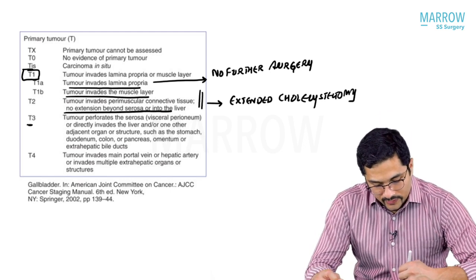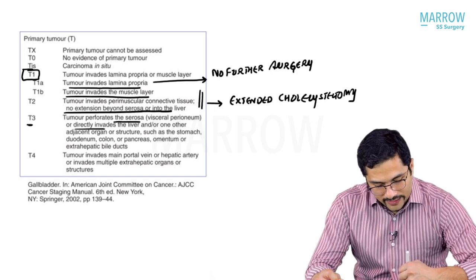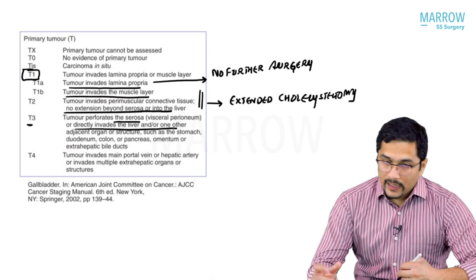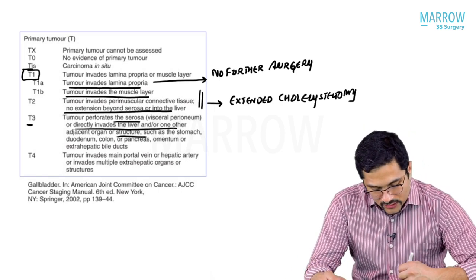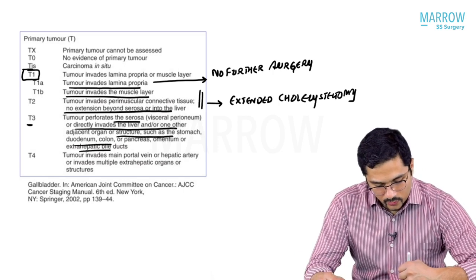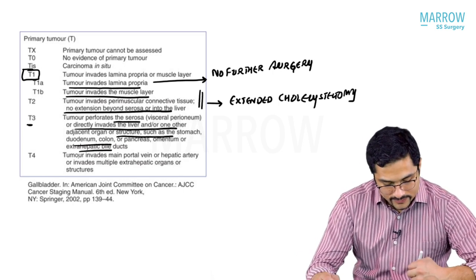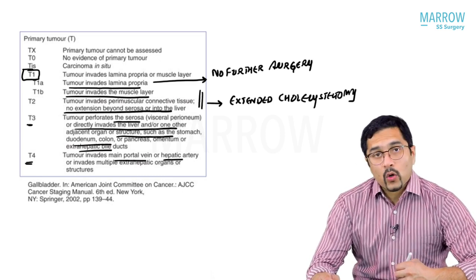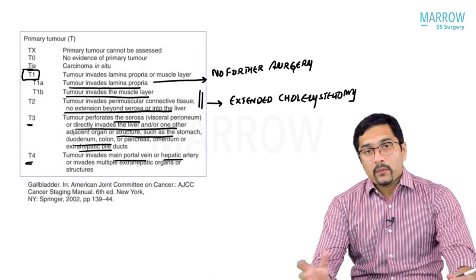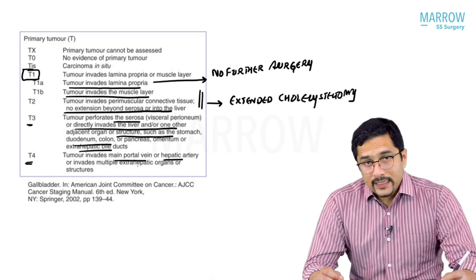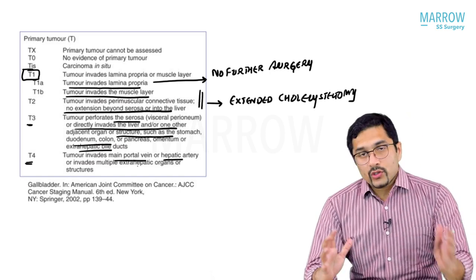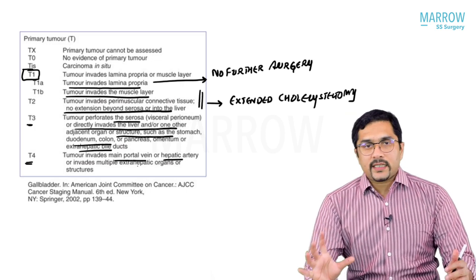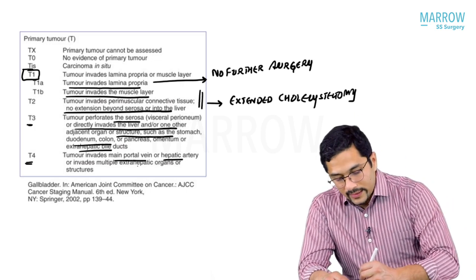T3 is when it perforates the serosa or directly invades the liver, one of them, or an adjacent structure like stomach, duodenum, colon, pancreas or extrahepatic sites. T4 is when it invades into the main portal vein or the hepatic artery or multiple extrahepatic structures, that is T4. So you should know the TNM stagings, the T stage specifically for gallbladder cancer.